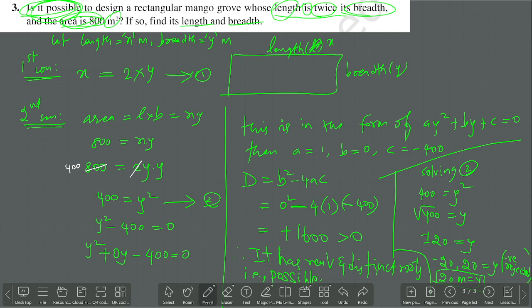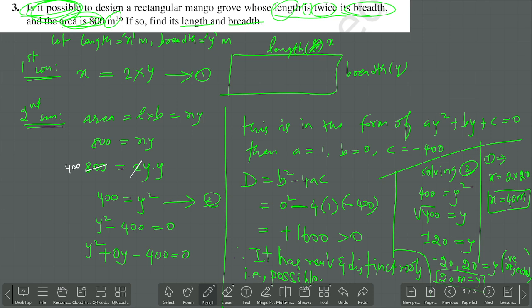After getting the y value, substitute it in equation 1, you will be getting the x value, because they asked to find both length and breadth. I'll complete here itself. Go to 1. 1 implies x equal to 2 into y. Y value is 20. Then x equal to 40 meter. Then length is 40, breadth is 20.